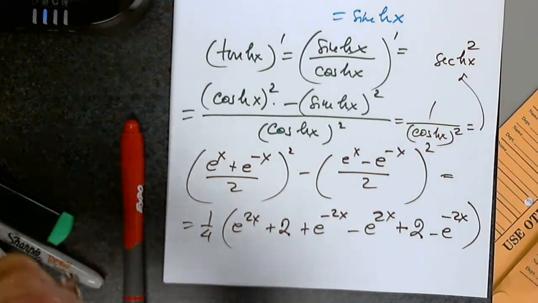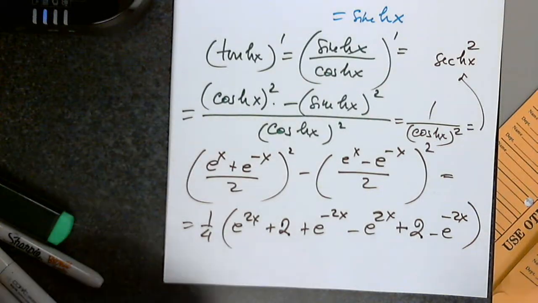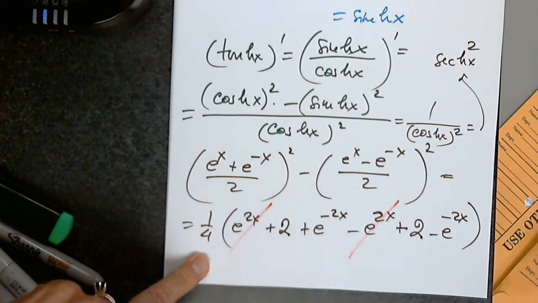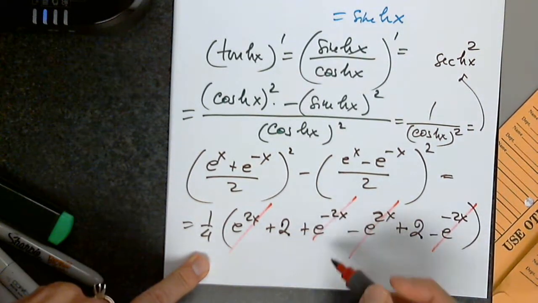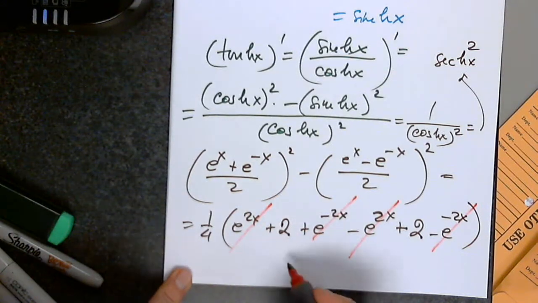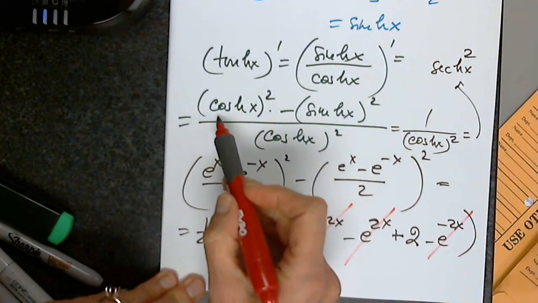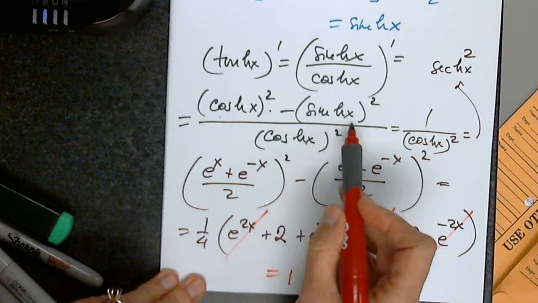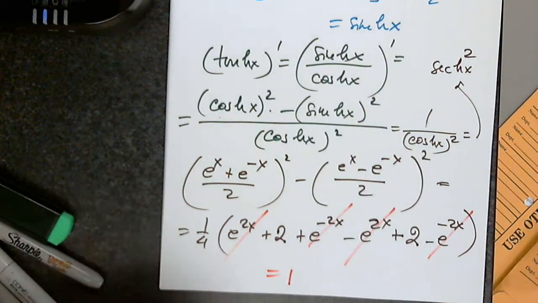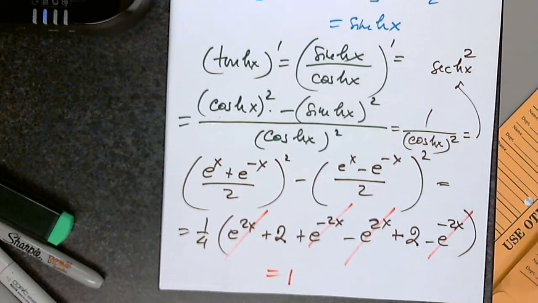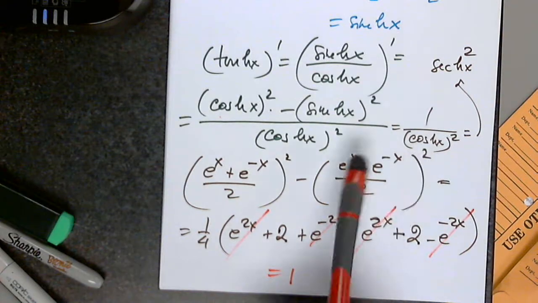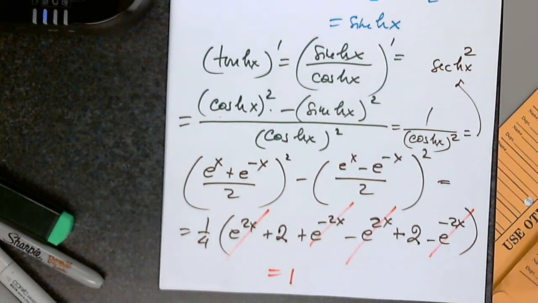These two go away. Which two? These two go away. These two go away. So then I have 4 divided by 4, which is 1. So hyperbolic cosine squared minus hyperbolic sine squared is 1. And that's how we get 1 over hyperbolic cosine squared. So then we get hyperbolic secant squared. Is that better? Yes. Okay, perfect.